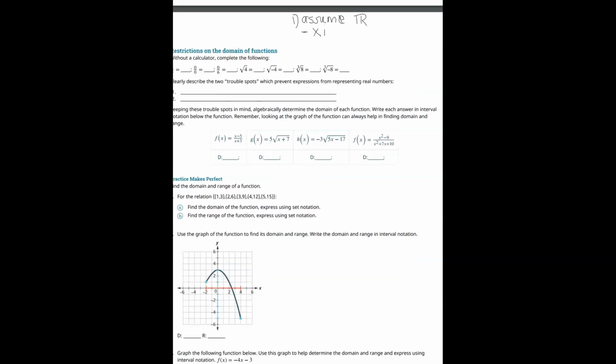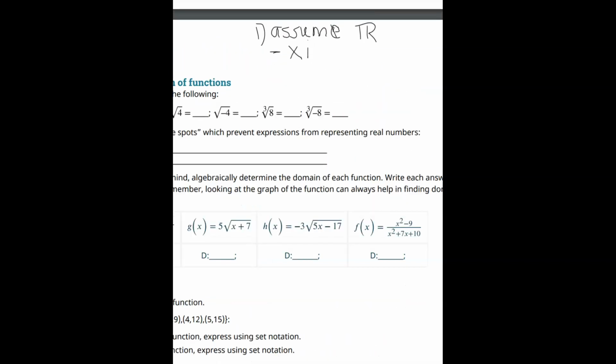Let's go back down. I didn't mean to do that. I apologize. I'm just really impressed that it's the first time I've done it today.